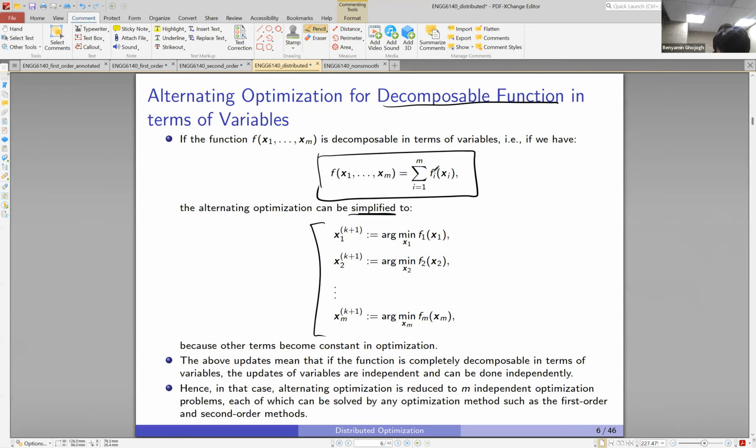Now, why? Because of the other terms, for example, when you are minimizing with respect to x1, f2, f3, f4 are all constant, so you can drop them. For x2, f1, f3, f4 are constant. So it will be simplified for a decomposable function. And the above updates mean that if the function is decomposable, then we can do that. Hence, alternating optimization is reduced to m independent optimization problems, each of which can be solved by any optimization method, such as a first order method or second order method.